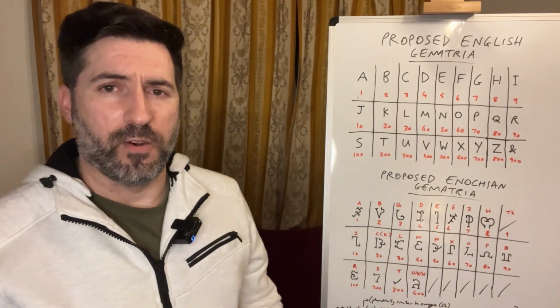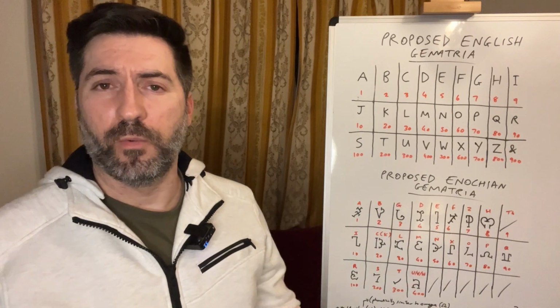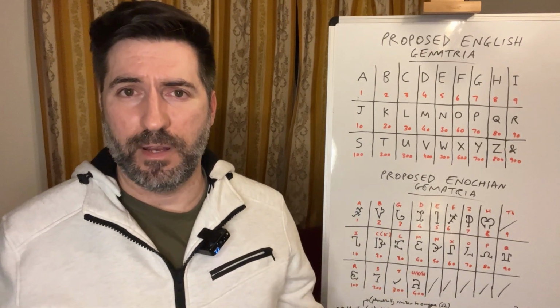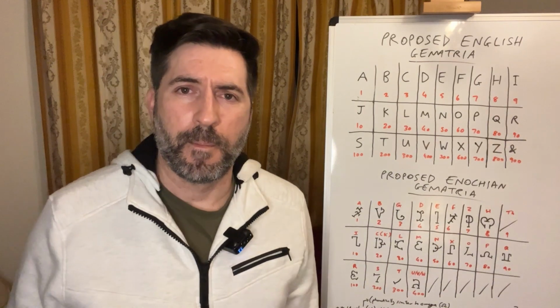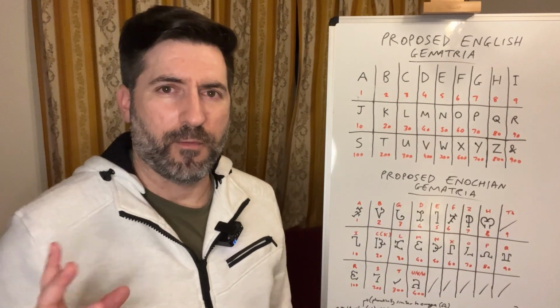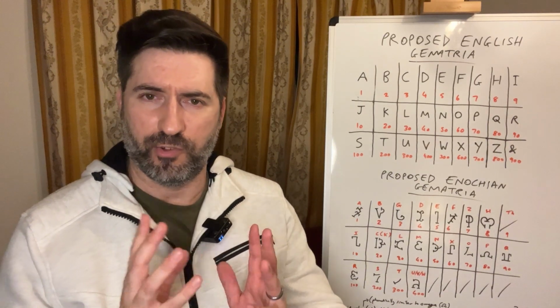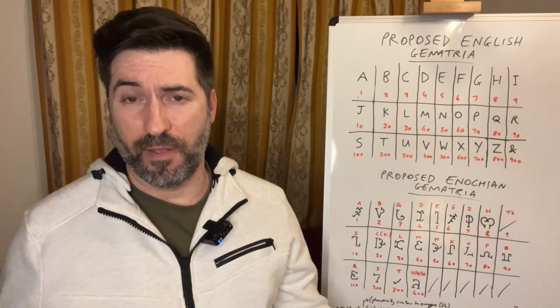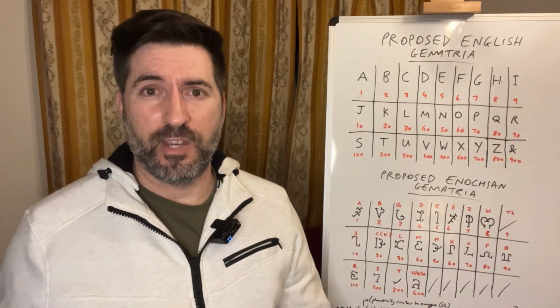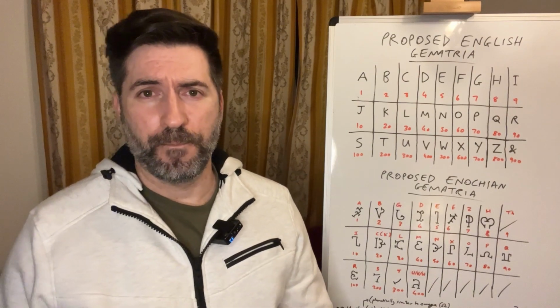What about the Enochian alphabet? Well, it was a lot more complex for me to try and come up with a system for this. Before we can even consider an Enochian Gematria, we have to think about the structure of the Enochian alphabet and how it compares to other alphabets, in particular Greek and Hebrew.